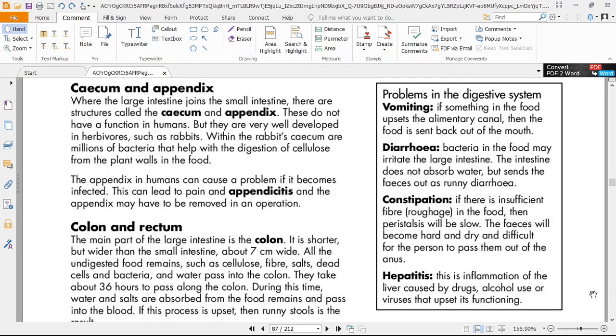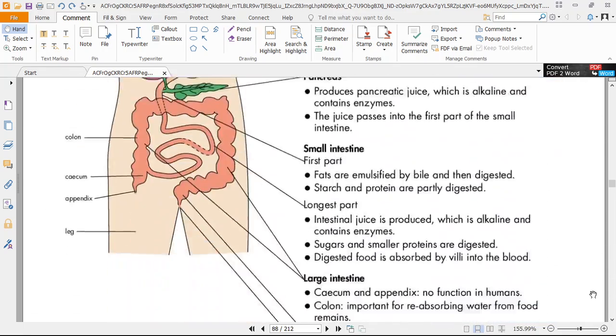We call that vomiting. Diarrhea: bacteria in the food may irritate the large intestine. The intestine does not absorb water, but sends the feces out as runny diarrhea. Constipation is when the food is so hard and cannot soften, so it comes out very hard. I don't know if we have ever been constipated, but we all know what running belly is.